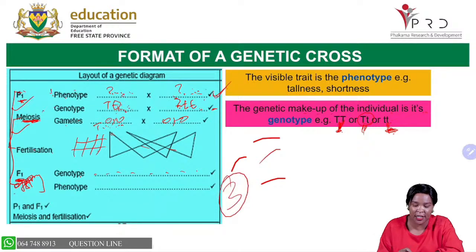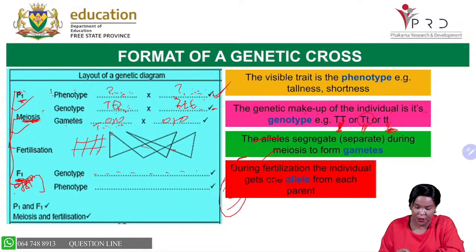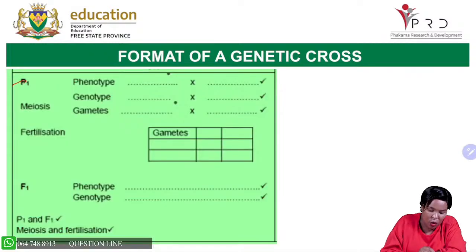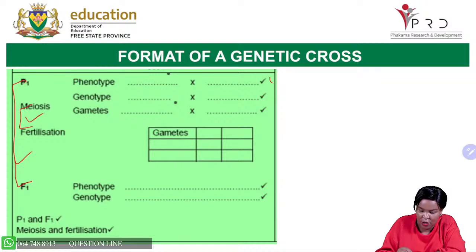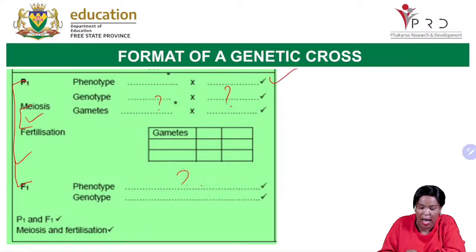You do not leave a genetic cross unsolved, right? So this is a format, always marked like this: meiosis, fertilization. Then you get your 1 mark. It doesn't matter if you get it wrong here, but those of you who are able to interpret, go ahead and get it right. So this is where they are using what? A Punnett square.